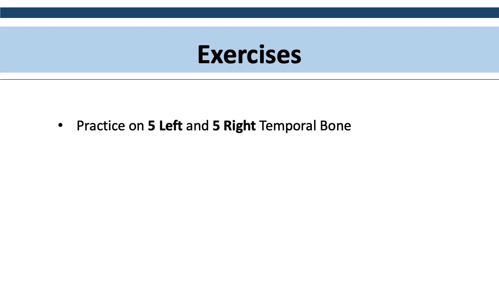And now it's your turn. For the exercise, you should perform a cortical mastoidectomy on 5 left and 5 right temporal bones. As you do so, you should appreciate how you need to hold the drill in order to achieve the desired result in each case. You should also appreciate the different ways that you need to rotate the temporal bones in order to gain better access and the best views when drilling.